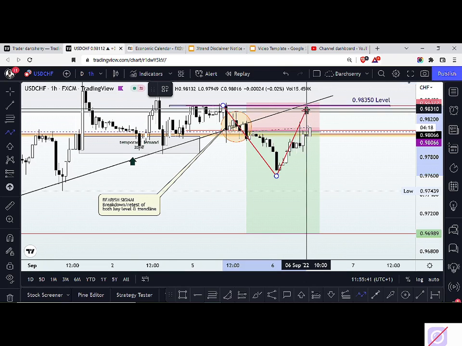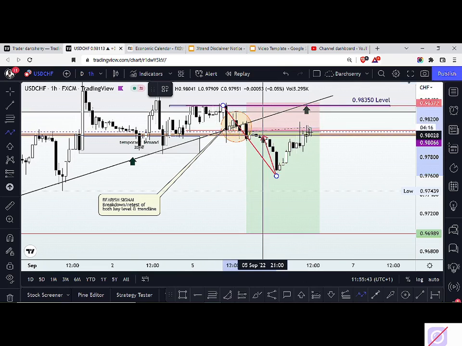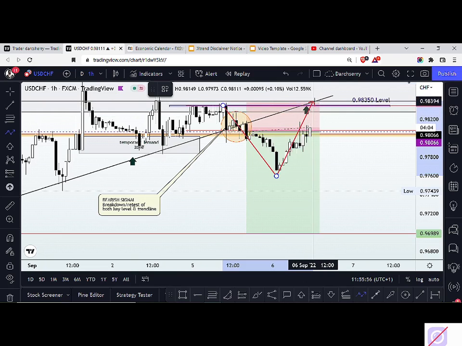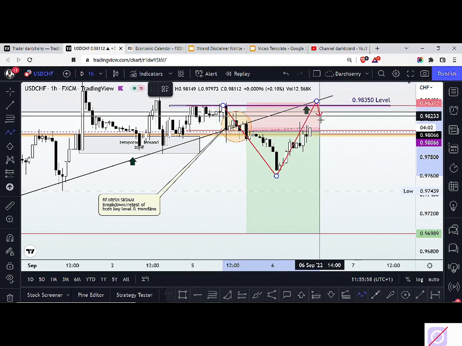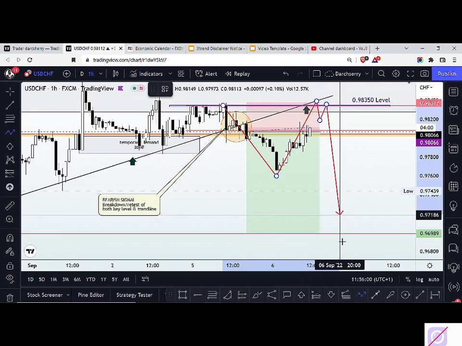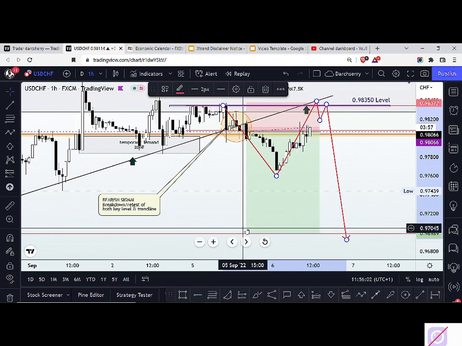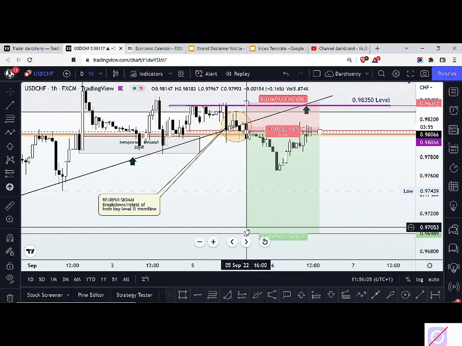So now that we have the breakout here yesterday, there is a likelihood that price could come back into this area. In fact, it could be a very sharp rejection, probably during the events I identified on the calendar today. We could see a very sharp move right back into the 0.98350 area, where price rejects that area. Then we push price to the downside from there. So I'm still expecting bearish momentum on the USD CHF.